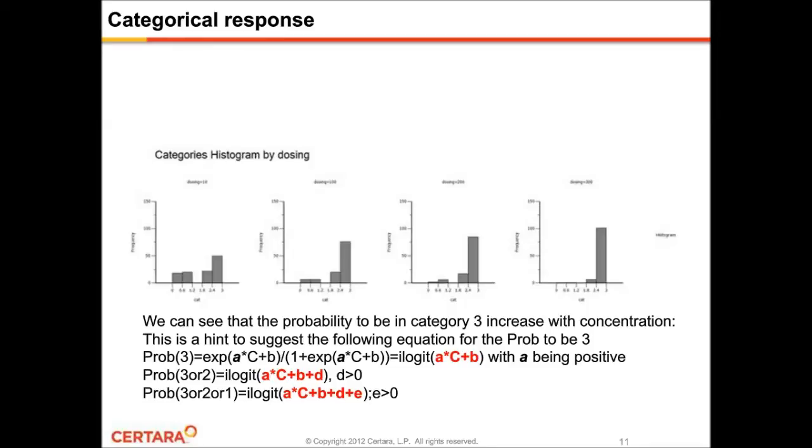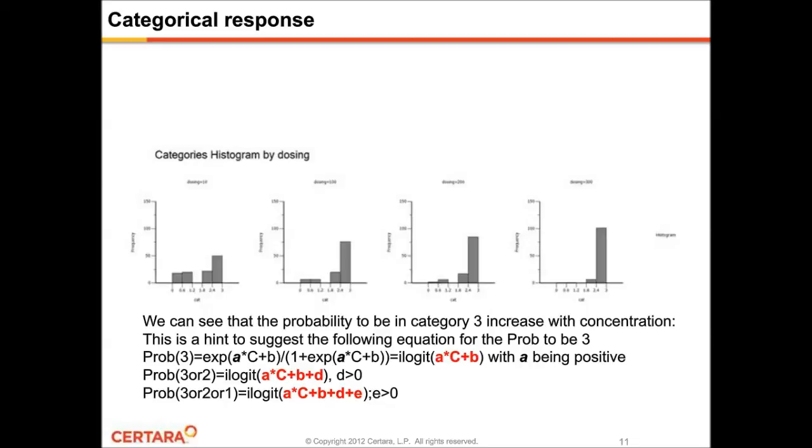The ilogit function will always define a value between 0 and 1. So if I have ilogit of AC plus B, I know that it's between 0 and 1. Now, the probability to get level 3 or 2 must be larger than the probability to be in level 3. How can we define a function that ensures this? It's very easy. You just take the same formula, ilogit of AC plus B, and you add D, when you force D to be larger than 0. Finally, we need to define the probability to be in level 3 or 2 or 1. We can use the same formula as before, and we add the parameter E, which must be larger than 0. Now, look here at what is in red.